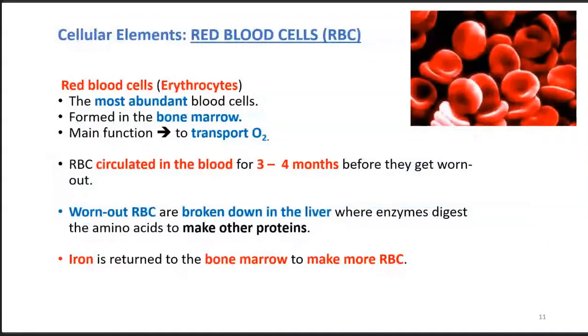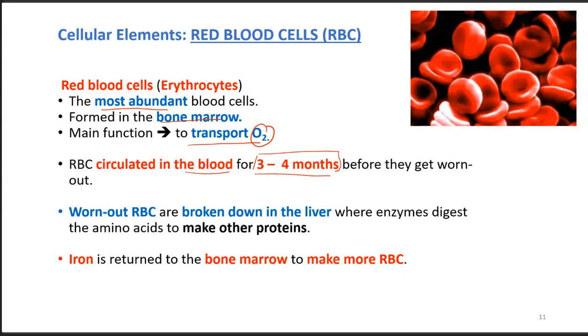So among the cellular elements, the red blood cell, the erythrocyte, is the most abundant blood cell. It is formed in the bone marrow. Its main function is to transport oxygen molecules, O2. Red blood cells circulate in the blood for 3 to 4 months. This is the lifespan of a red blood cell before it gets worn out.